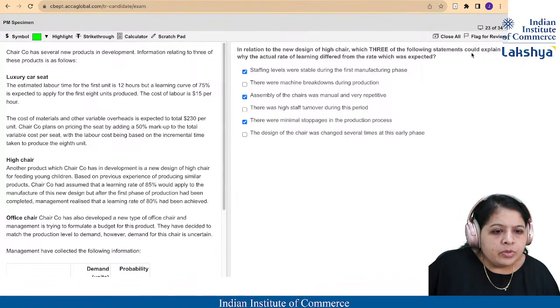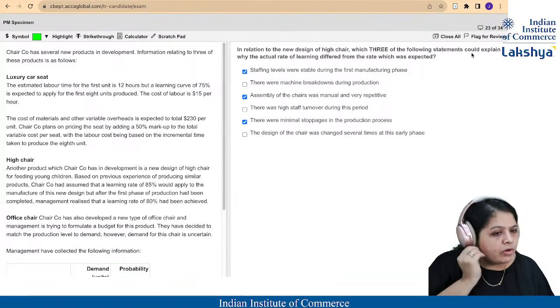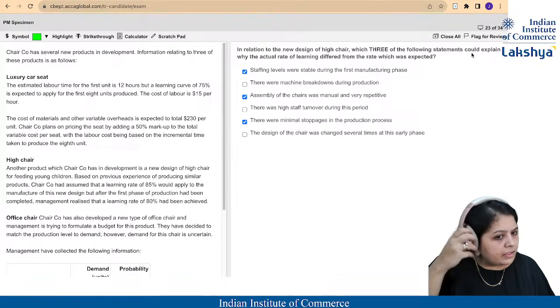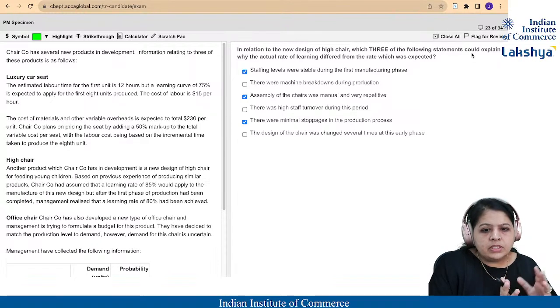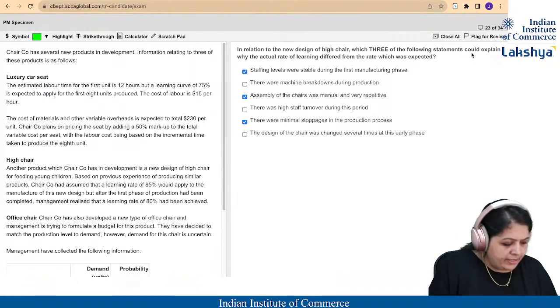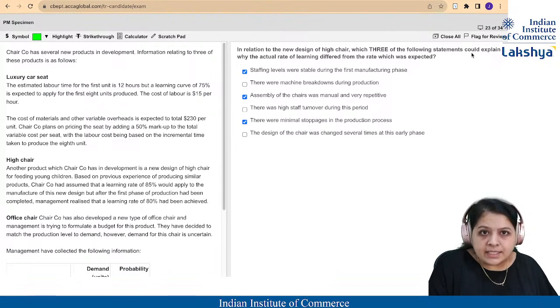In relation to the new design of high chair, which of the three following statements could explain why the actual rate of learning differed from the rate which was expected? If you notice, the company expected the learning rate to be 85%, but the learning rate was 80%. That means the staff members took less time to learn. And that's why I've selected these 3 points here.